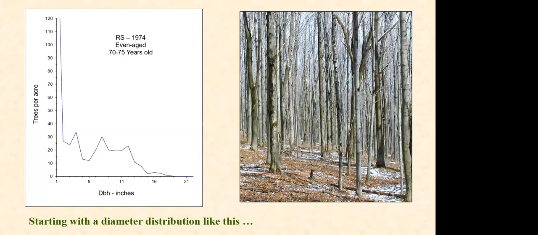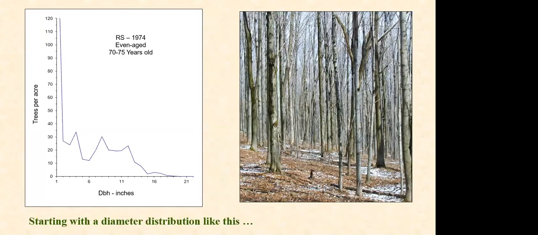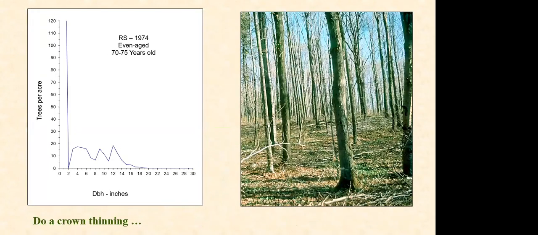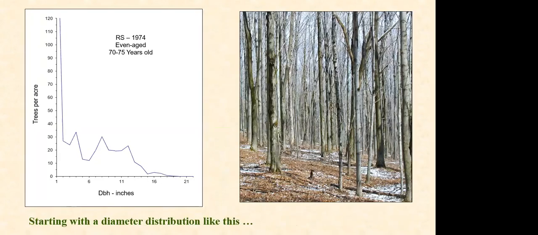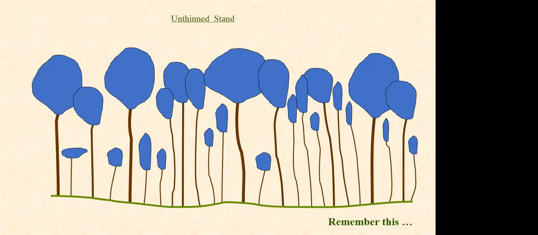Well, let's see how this plays out in actual change within the stand, starting with this diameter distribution again. Do crown thinning, it'll look like this. So we went from this condition before thinning to this condition after it, and this diameter distribution before thinning, and this diameter distribution after thinning. Remember crown thinnings, what they look like?